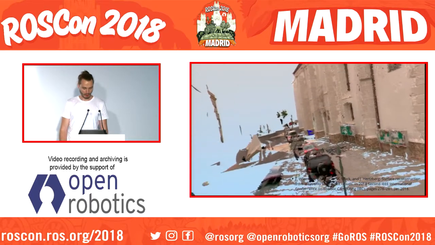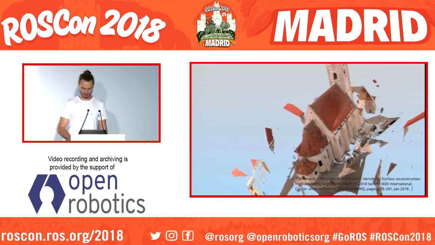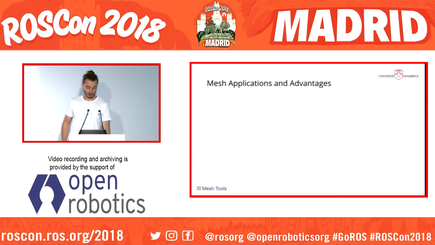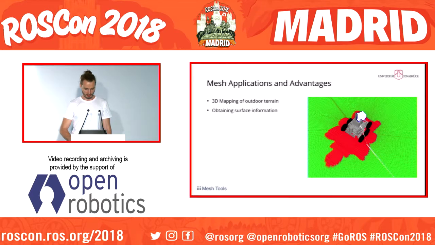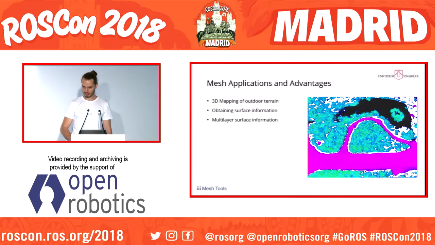Now our idea was bringing that to the ROS world, because I think there are many applications for ROS dealing with meshes. And why should we do that? The advantages of meshes are, for example, 3D mapping in outdoor terrain, and in contrast to other map representations, we obtain the surface information directly, and they are also suitable to represent multi-level environments, and also multi-story environments, like multi-story buildings.